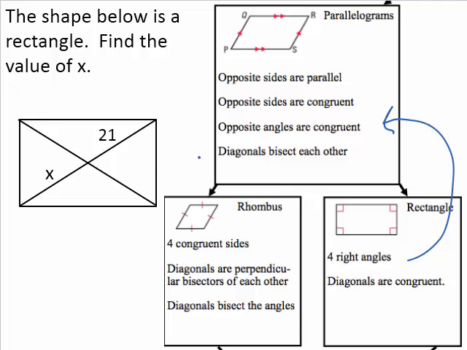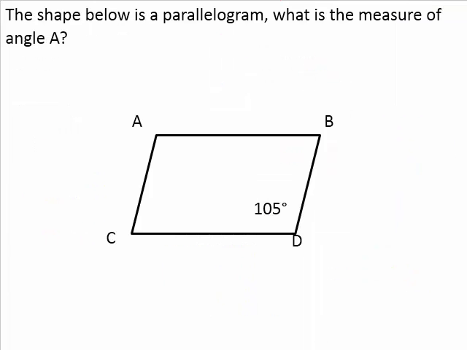Specifically, we can look at the properties of diagonals. Again, we notice that diagonals bisect each other. That means that this measure is going to be the same as this one. So x is going to be the same as 21, which means x is equal to 21. Let's take a look at another one.